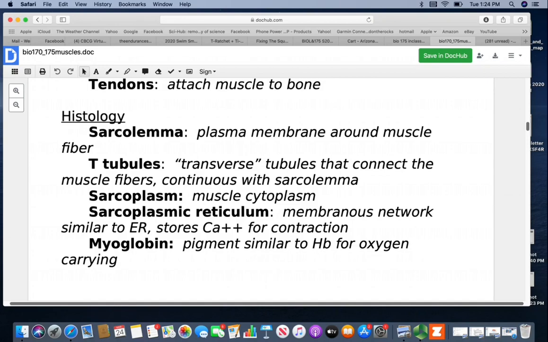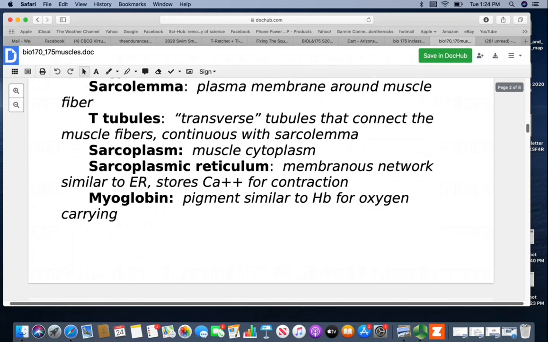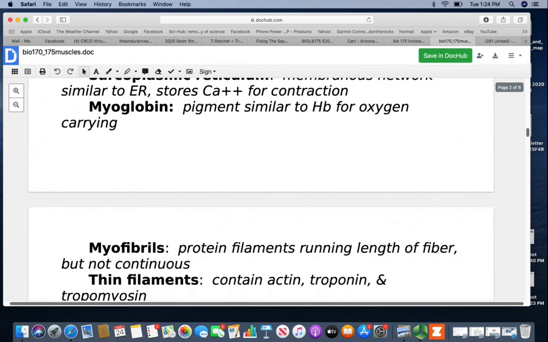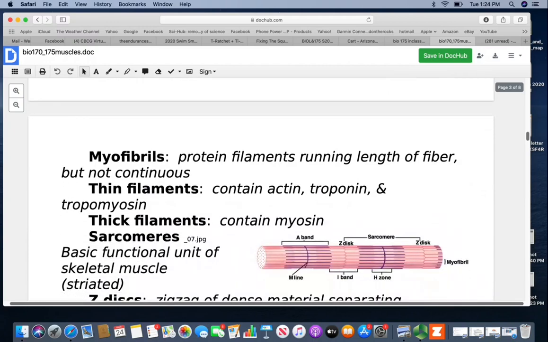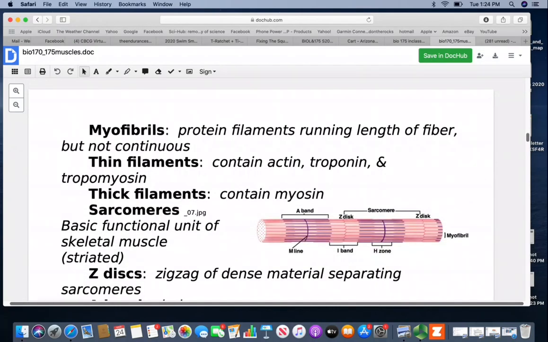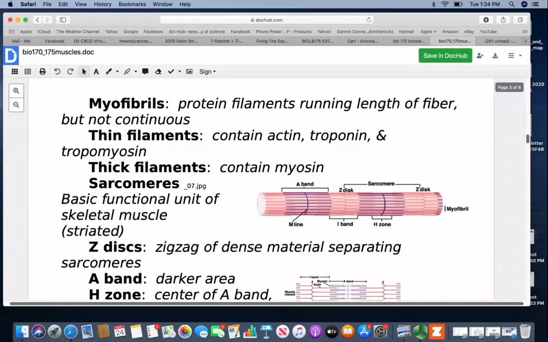Myoglobin is a pigment similar to hemoglobin. This will carry oxygen in the muscle tissue. The myofibrils are protein filaments. These are going to run the length of the fiber, but they're not continuous. In this illustration here, you can see there's pink bands and purple bands that run lengthwise, but none of them go all the way from one end to the other.